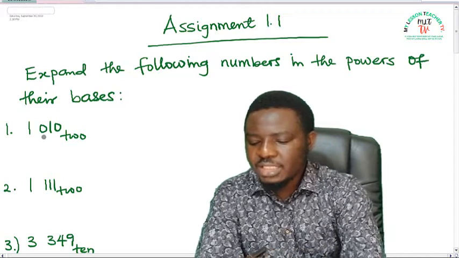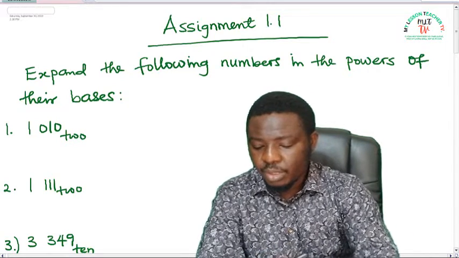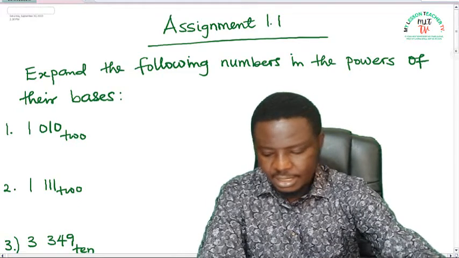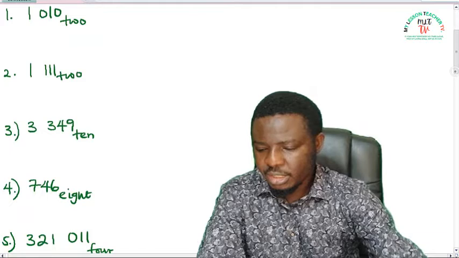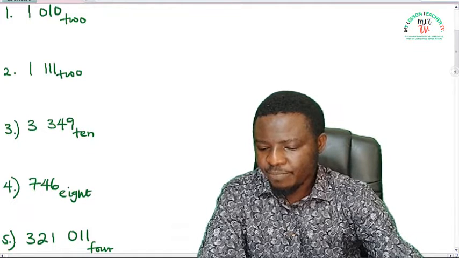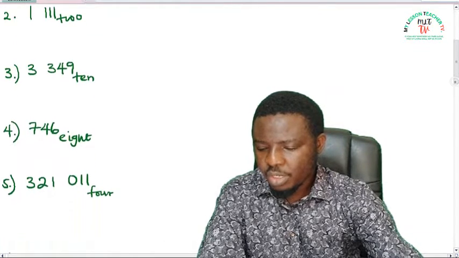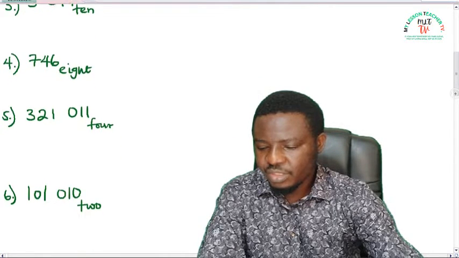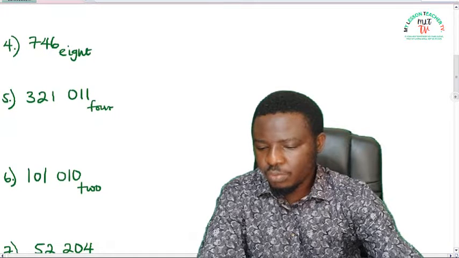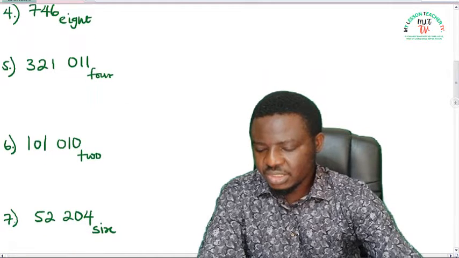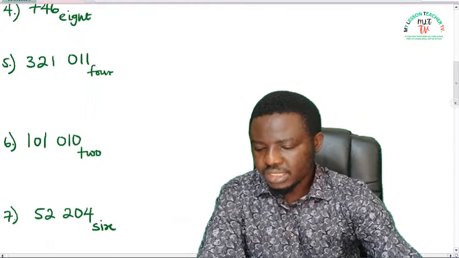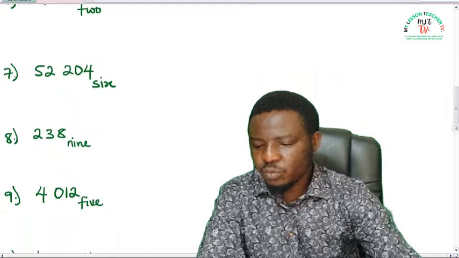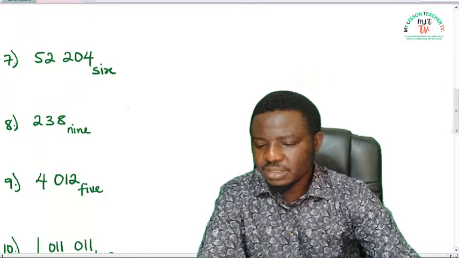Okay, so just to write this in expanded form in terms of base 2. Number 2, you also do same in terms of base 2. Number 3 is 3, 3, 4, 9 base 10. Number 4 is 7, 4, 6 base 8. Number 5 is 3, 2, 1, 0, 1, 1 base 4. And we have number 6, which is 1, 0, 1, 0, 1, 0 in base 2. Number 7 is 5, 2, 2, 0, 4 base 6.